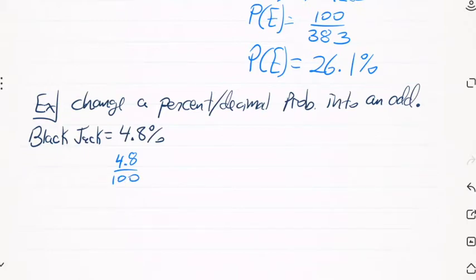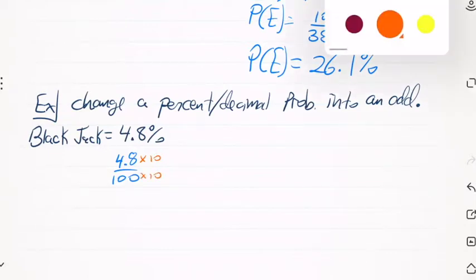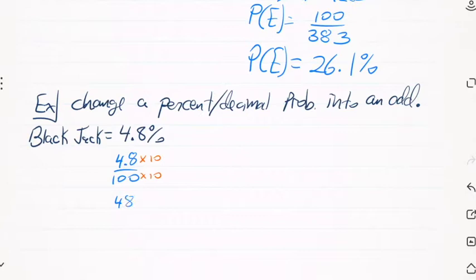Now, because of the decimal point in the numerator, I'm going to move the decimal over one spot. So basically that means I'm going to multiply top and bottom by 10. And that way I don't have to work with decimals and I can get back to whole numbers top and bottom. So this becomes 48 out of 1,000.